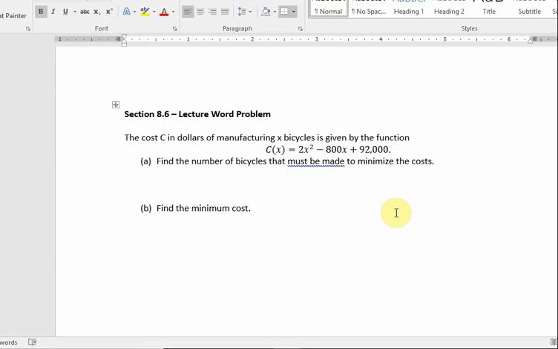So look at this one. It says the cost, C, in dollars, of making x number of bicycles is given by this function. Find the number of bicycles that must be made to minimize the cost, and let's find the minimum cost. That's an interesting question, because I bet one of these is the x value of the vertex, and one of these is the y value of the vertex. That's actually how it's going to work out.